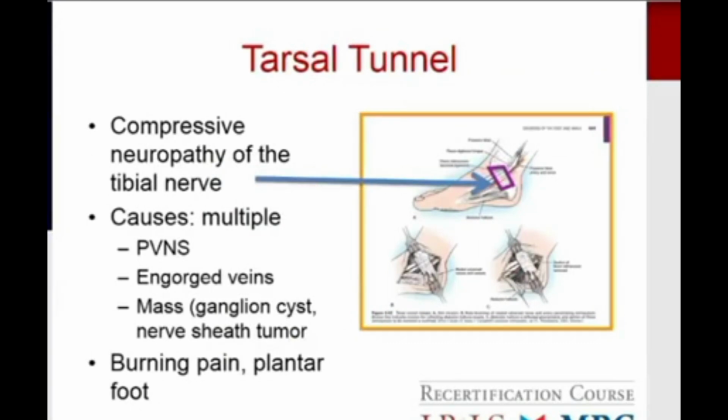You can have some type of space-occupying lesion, engorged veins, or some type of mass pressing on that nerve in that very tight zone in that region. These patients, like navicular fractures or navicular stress fractures, have a very diffuse symptomatology. They basically complain of some type of diffuse burning pain on the plantar surface of the foot that creates this type of irritation across that site.